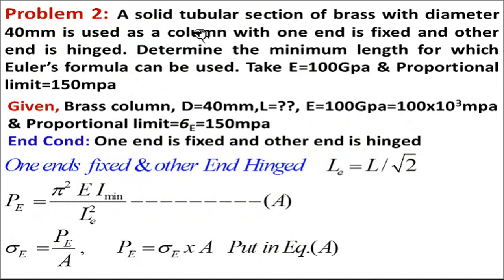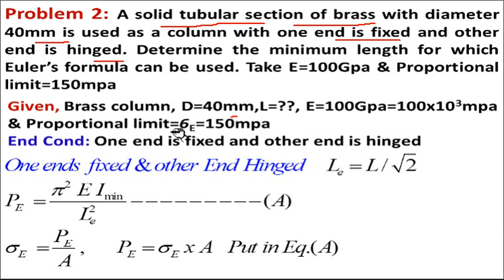See this second problem. A circular tubular section of brass with diameter 40 mm. Okay, tubular section. Tubular means what? Tubular means circular. Whose diameter is given as 40 mm. One end is fixed and the other is hinged.